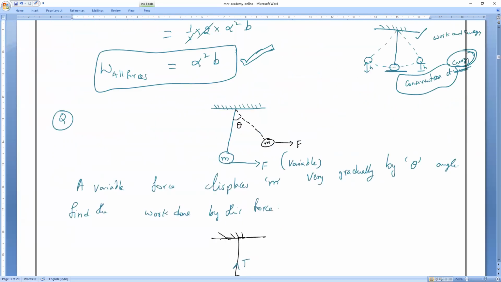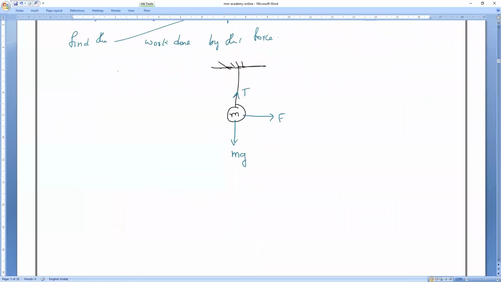Now here I use a word called gradually. All of you observe very carefully. What do you mean by gradually? Anybody can tell? Whenever you find the words very gradually, it means that speed does not change. Speed does not change, which means the final kinetic energy is equal to what? Zero.